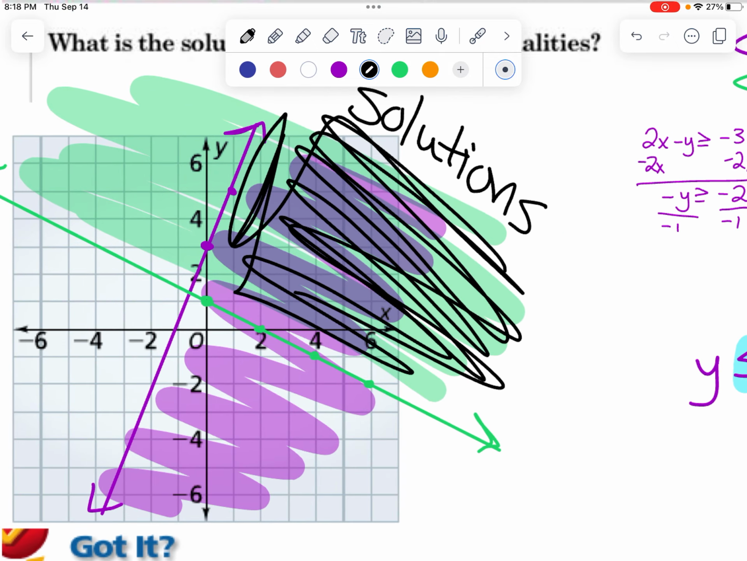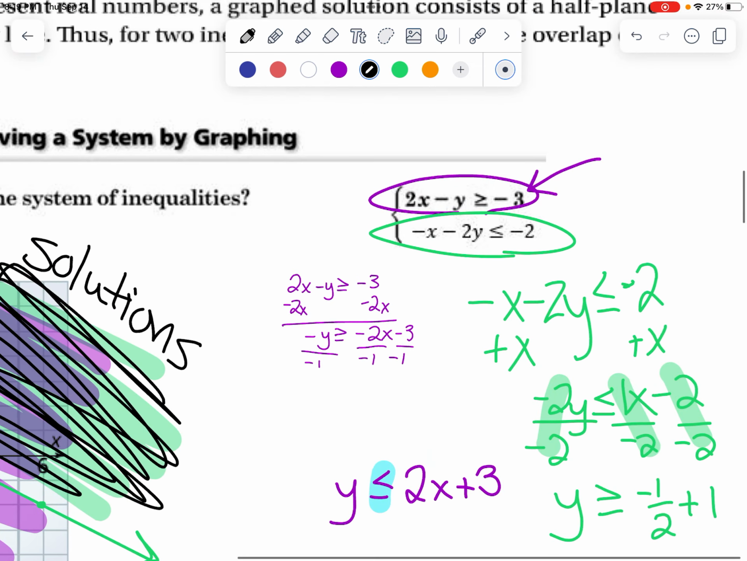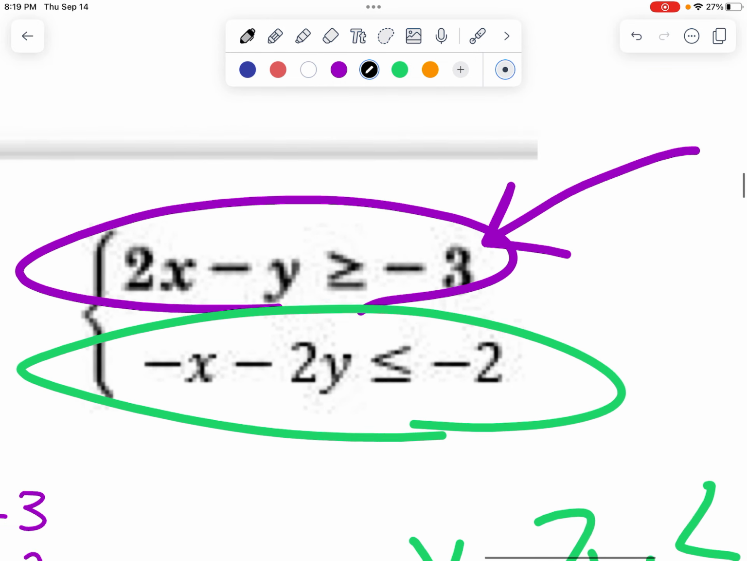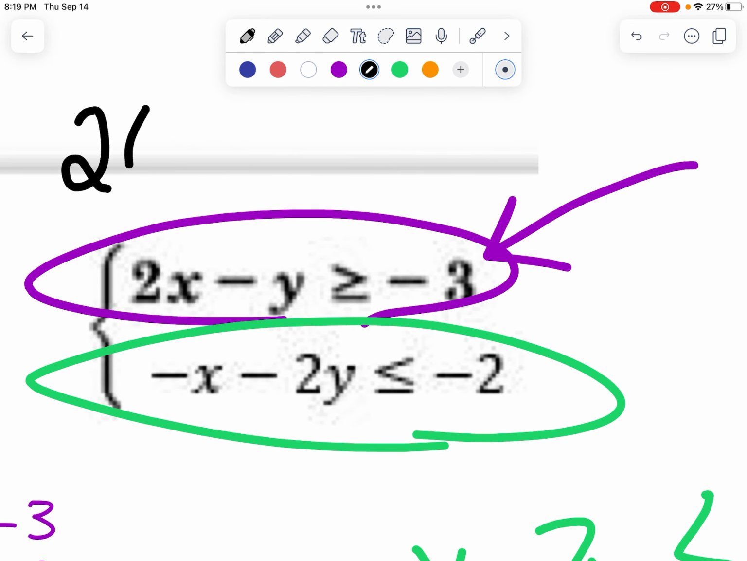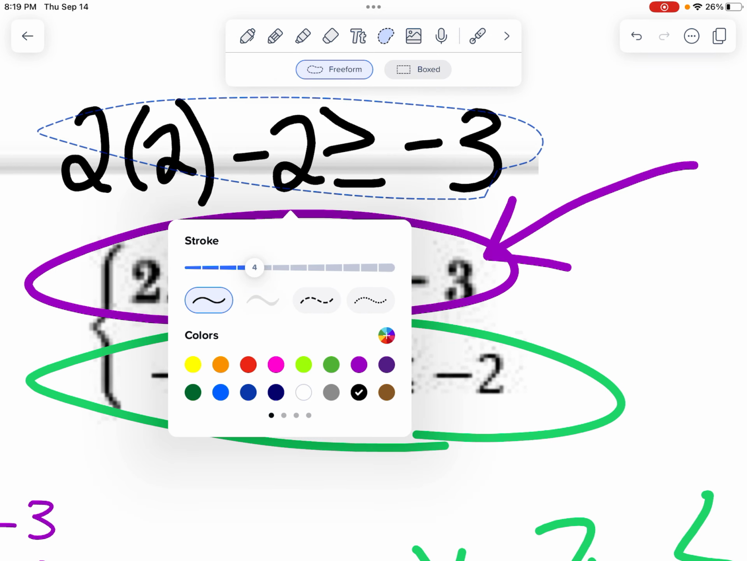For example, let's pick an easy one. Like a really easy one would be 2, 2, right? Because it's like right smack dab and we can't screw it up. In other words, if you went up here and you put 2 in, you would get a true statement for the purple. Oh my goodness, my daughter's being so loud. I'm so sorry. And that would be true.